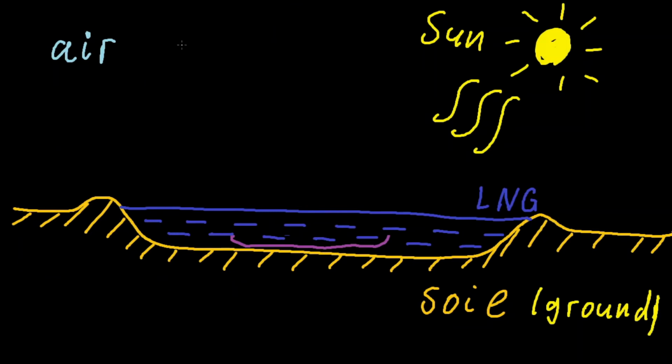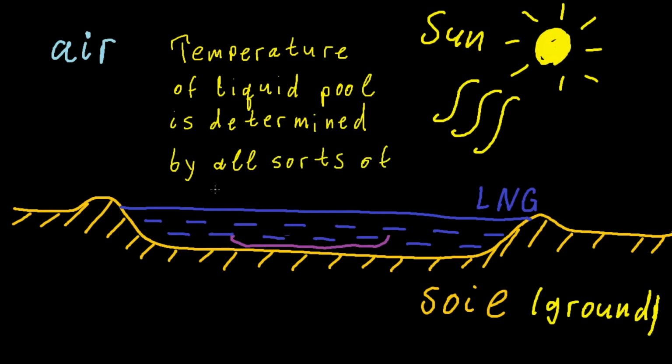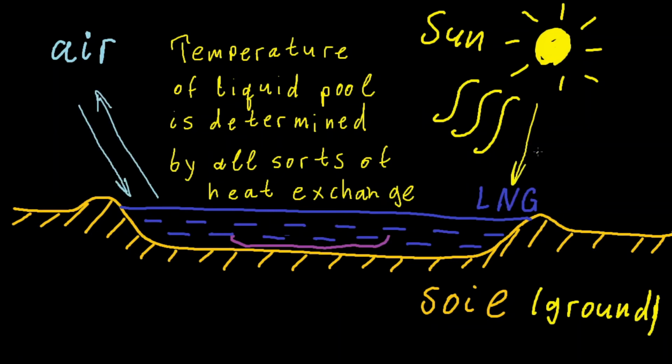At the end, we are going to talk about the temperature of the liquid phase. As was mentioned before, heat exchange between the liquid pool and ground, air or sun, as well as heat loss to evaporate the liquid, defines the whole process of evaporation. The greater the heat flow from the environment into the pool, the greater the temperature of the pool, and the greater the evaporation rate due to the greater partial pressure of vapor.